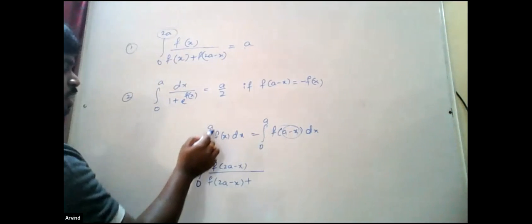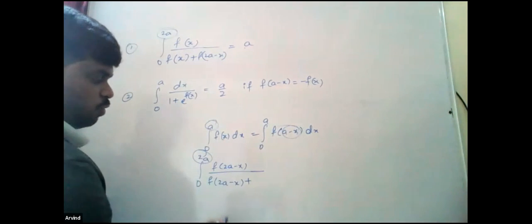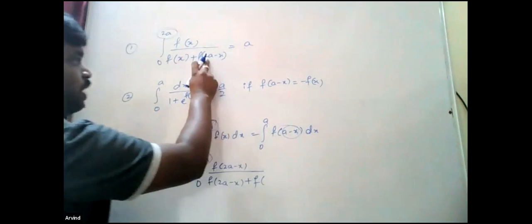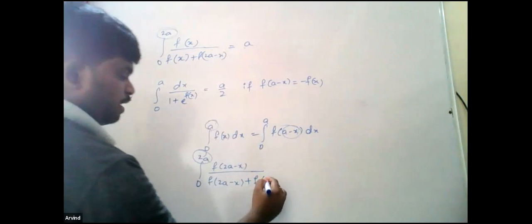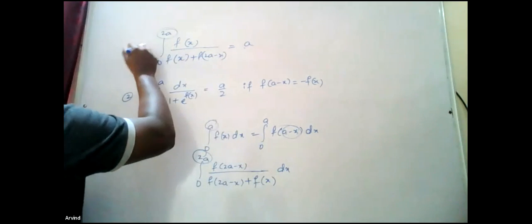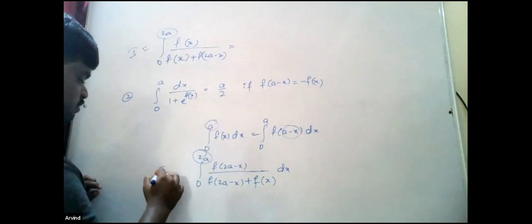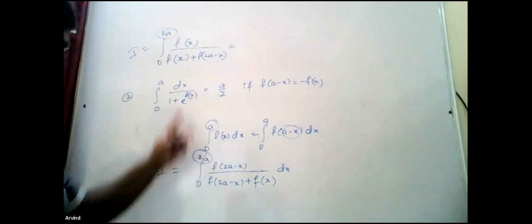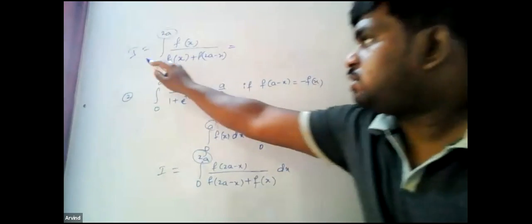Here, in place of a we have 2a. So replacing x by 2a minus x, 2a minus 2a minus x will become x dx. If you take this as I, this is also I, isn't it? So we saw that this I can be written like this. Now you just add both this I and this I.